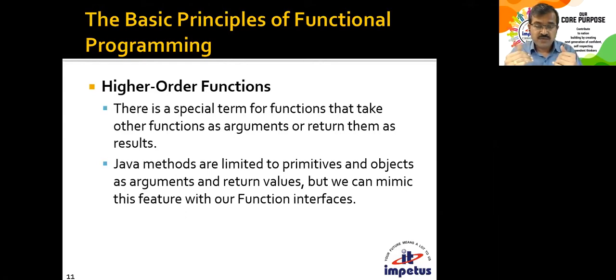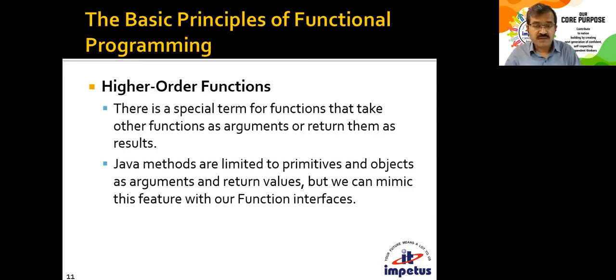The parameter passed to that particular function is a function, and it also has permission to return a function from that particular function. That means there is a function whose return type will be a function. It can return any function. Java methods are limited to primitive and object as argument and return values, but we can mimic this feature with our functional interface.